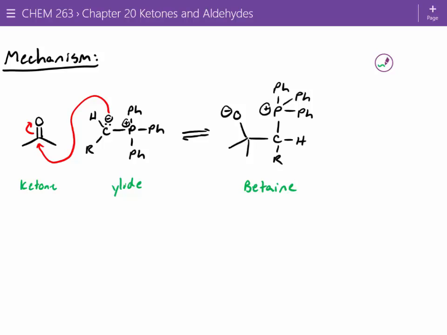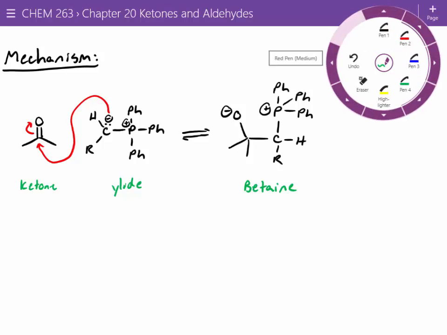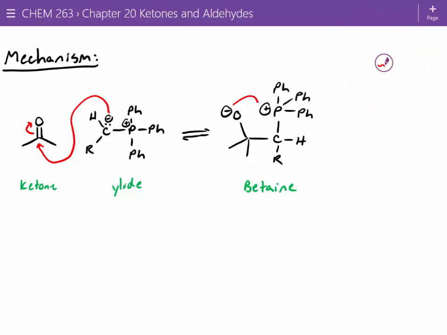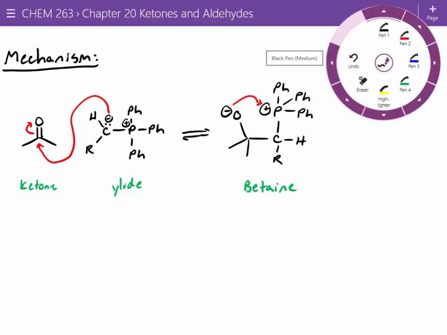What do you think happens next? We've got a negative charge right next to a positive charge. They're just going to bond. Because they're in such close proximity, this is an unusual situation of forming a 4-membered ring. It just hops over.